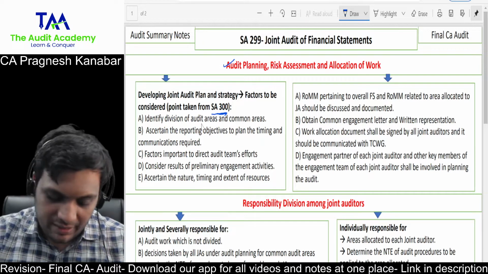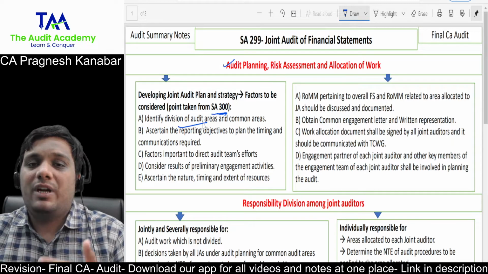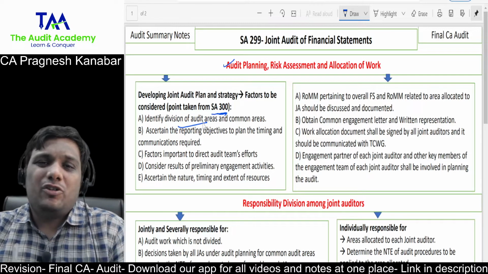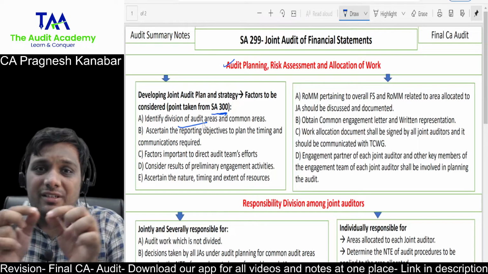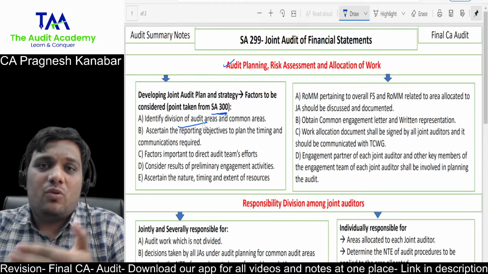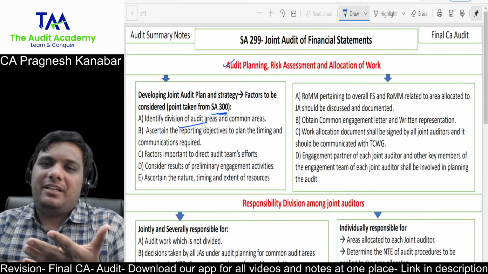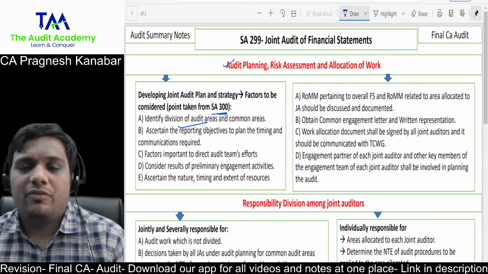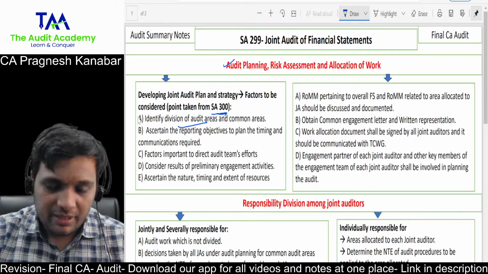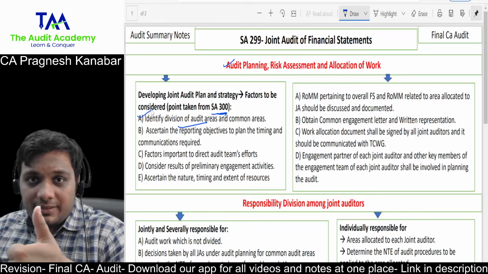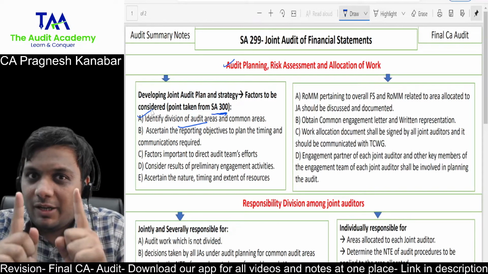First, as joint auditors, they need to decide the division of audit areas. Now if you get a question on division of audit areas, then it could be product based division, it could be financial year period based division, like quarterly division or so, or it could be dividing line items, financial items. All right, so there can be various division of audit areas basis that can be taken. So identify division of audit areas, correct? This is a separate theory question, stay focused.